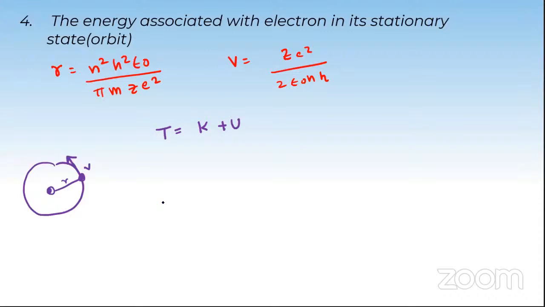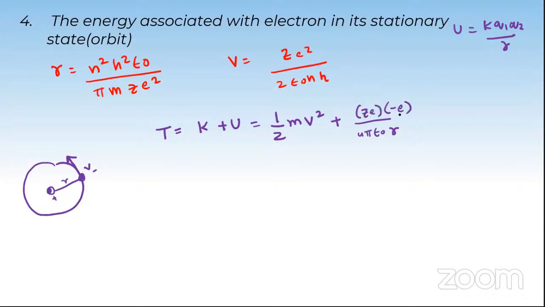Therefore, the total energy of this electron will become kinetic energy plus potential energy. We know that kinetic energy is equal to half mv square. What is potential energy? If you remember the formula for potential energy, U is equal to K Q1 Q2 by r. You remember from the electrostatic chapter, right? This is the potential energy of charged particles. Here this is a positive charge, this is a negative charge. So K is nothing but 1 by 4 pi epsilon naught, r is the radius, charge of proton is Ze, charge of electron is minus e.